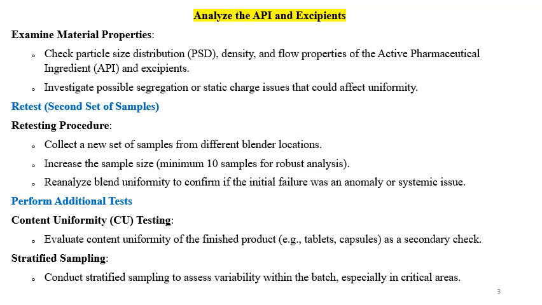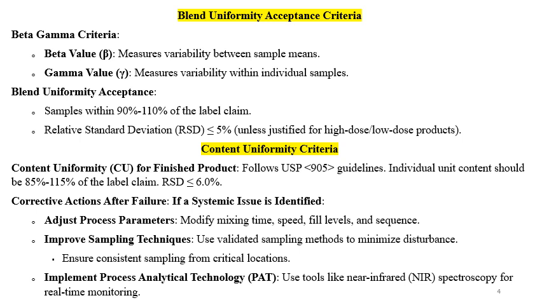Perform additional tests like content uniformity testing, evaluating the content uniformity of the finished product, like tablets and capsules, as a secondary check. Stratified sampling: conduct stratified sampling to assess variability within the batch, especially in the critical areas. As a general understanding and regulatory requirement, for all the scale-up and exhibit batches, we should always do stratified sampling. Stratified sampling along with BU testing is done for some commercial validation batches as well.